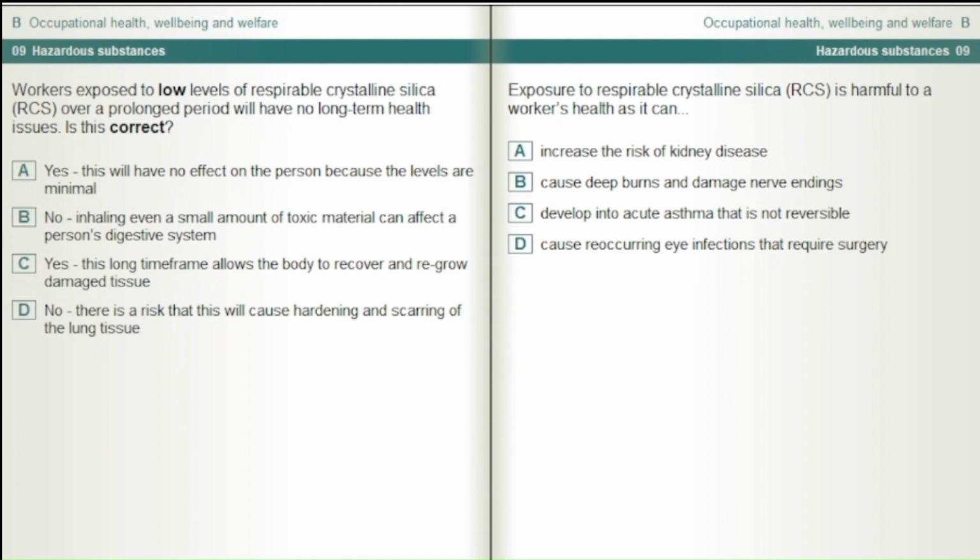Exposure to respirable crystalline silica, RCS, is harmful to a worker's health as it can increase the risk of kidney disease, cause deep burns and damage nerve endings, develop into acute asthma that is not reversible, cause recurring eye infections that require surgery.